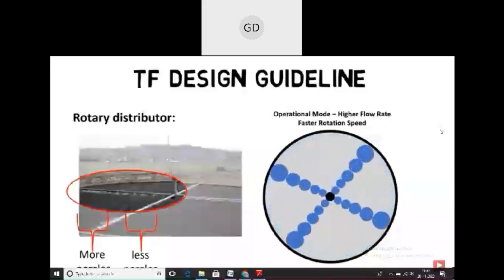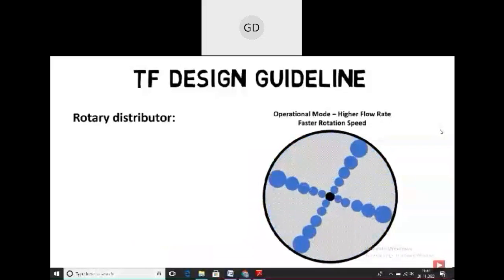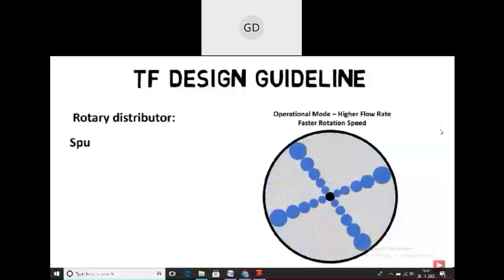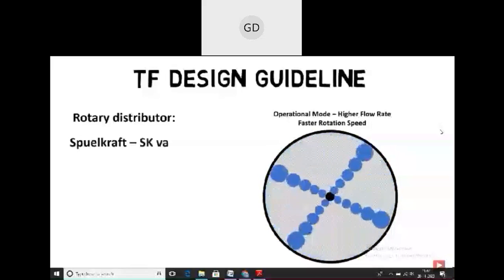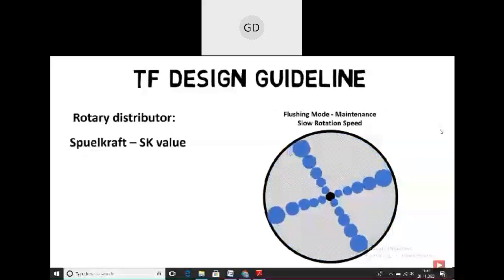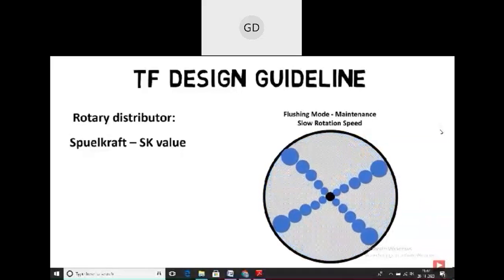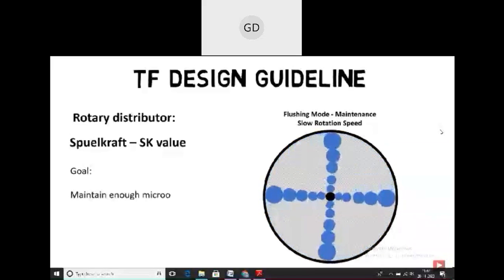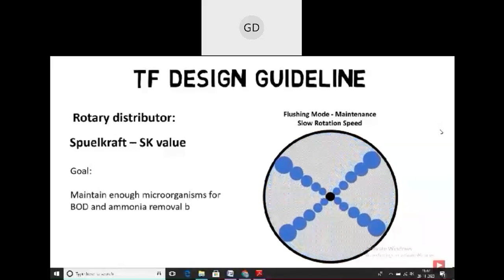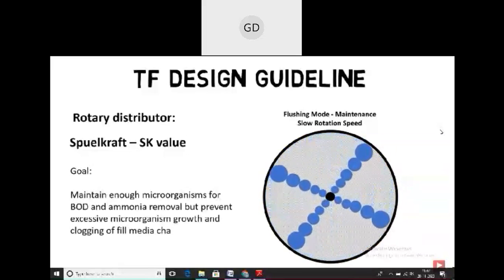Finally, the amount of water trickled above a certain plastic film media area per minute influences the flushing effect, also known as Spülkraft or SK value. The higher the SK value, the thinner is the layer of microorganisms attached to the plastic film media surface. The goal is to maintain enough microorganisms for BOD and ammonia removal, but to prevent excessive microorganism growth and clogging of film media channels.